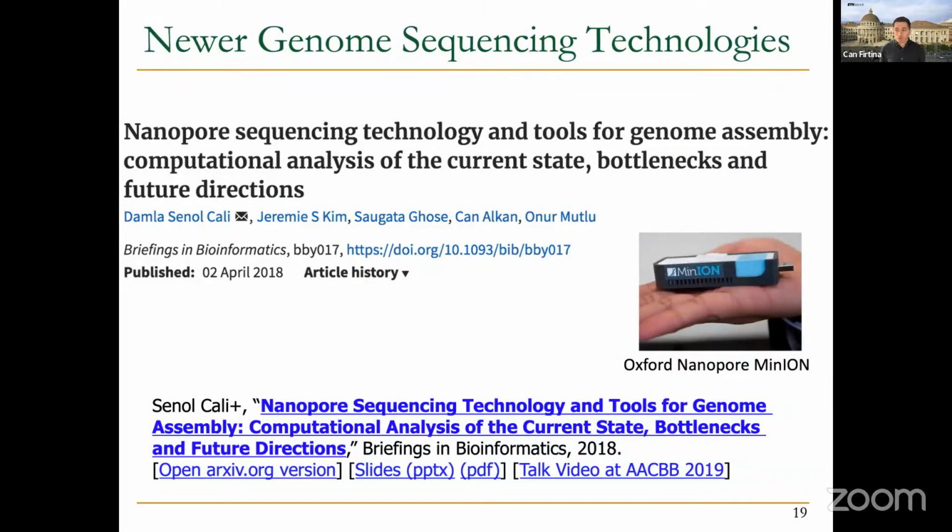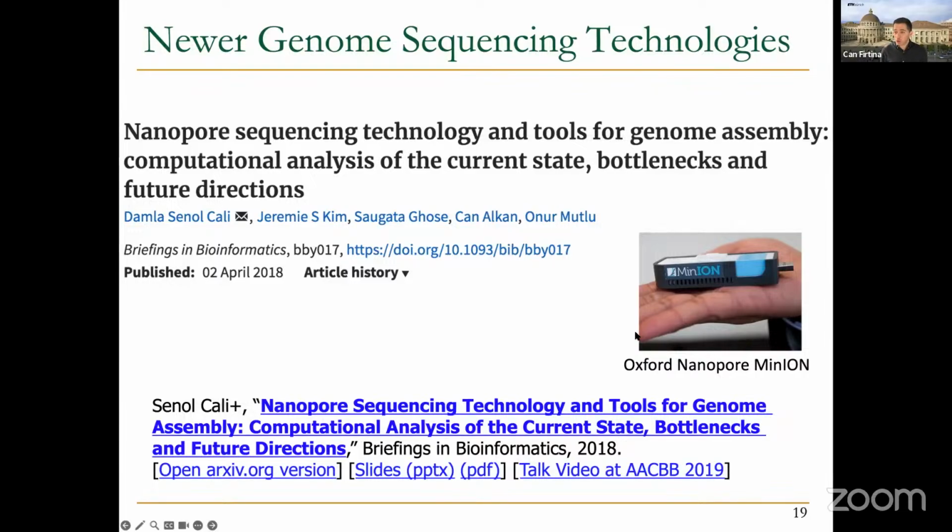And we continue to look at these newer genome sequencing technologies. For example, we even have these handheld sequencing devices that you can literally put in your palm, and these machines can generate the genomic data that you may want to analyze, even in real time, so that you can also perform your analysis in real time. So we look at these newer genome sequencing technologies, understand their limitations, bottlenecks, and also their opportunities continuously.